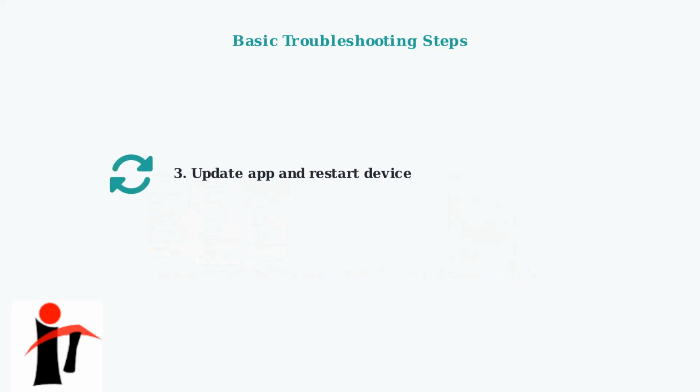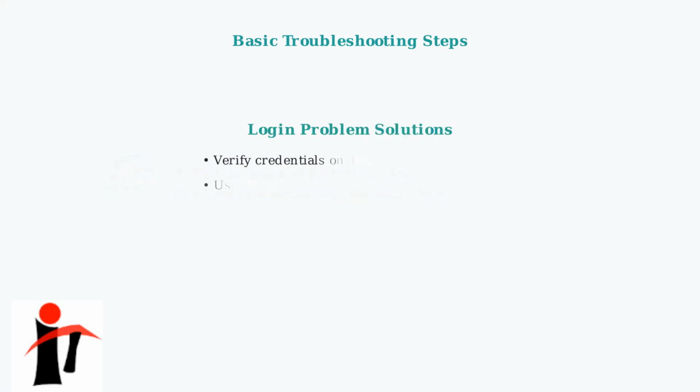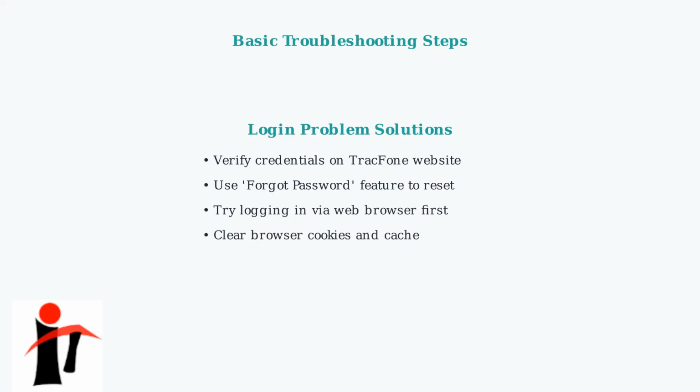Make sure you're using the latest version of the TracFone My Account app from your device's App Store. After updating, restart your mobile device completely to ensure all changes take effect. For login-specific problems, first verify your account credentials by logging into the TracFone website. If you can't remember your password, use the Forgot Password feature.